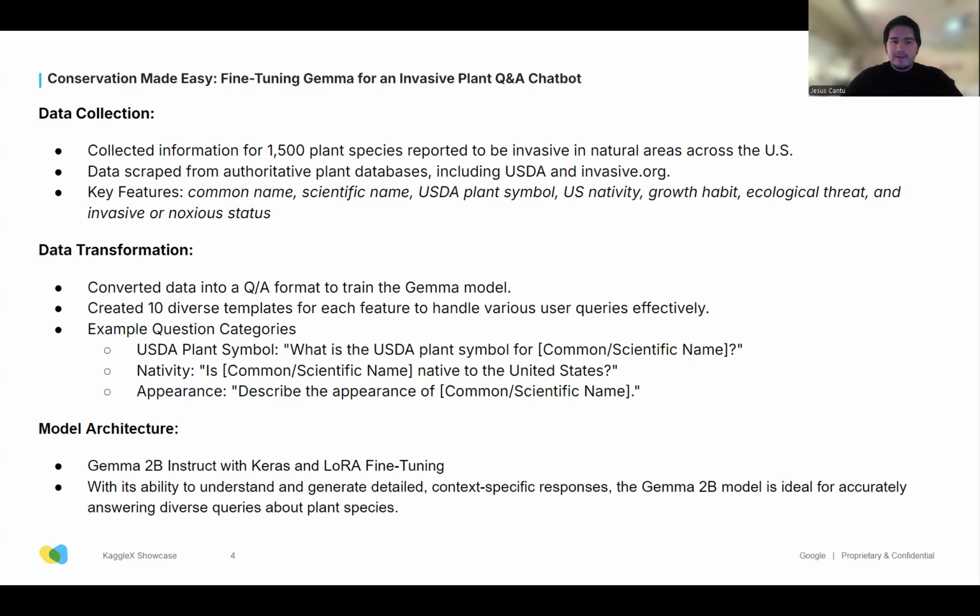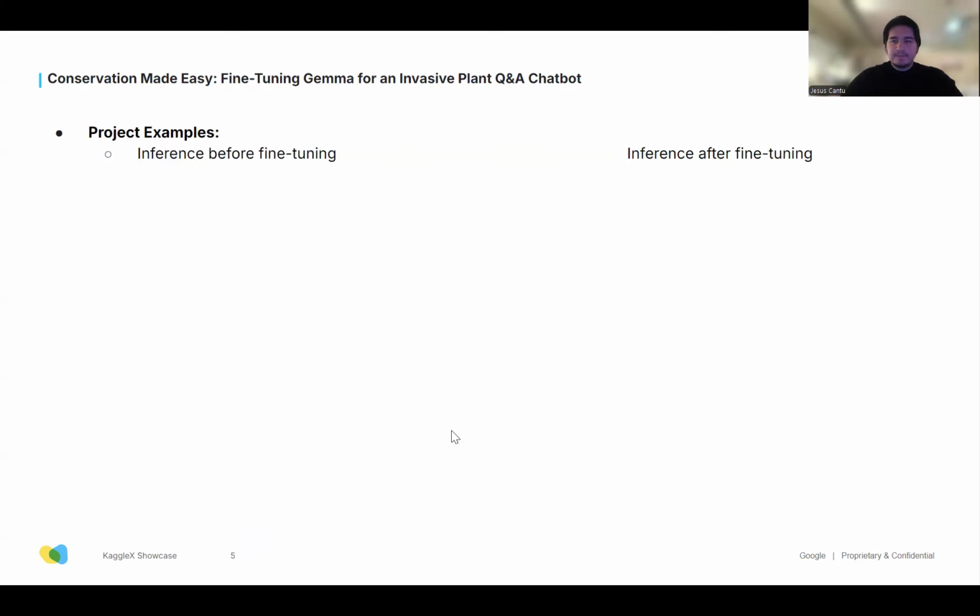My model architecture included the Gemma-2B Instruct, and I used Keras and LoRA for fine-tuning. I thought that the Gemma-2B would be lightweight, and with the 2 billion parameters, have enough information to answer diverse queries about plant species.